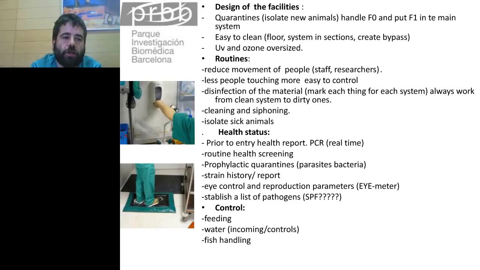We can also modify our routines to control the health status much better. So we should reduce the movement of the people who are in contact with the animals. We should disinfect all the material, clean and remove all the waste that is present in the tanks, isolate the sick animals, and do these kinds of things that help us to control the health status. We should also have strong control of the food and the water that is going around our facility.